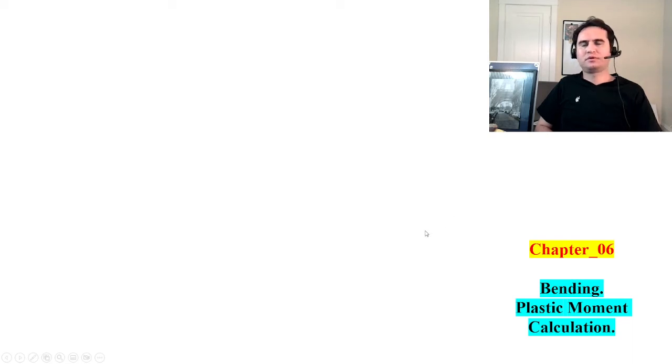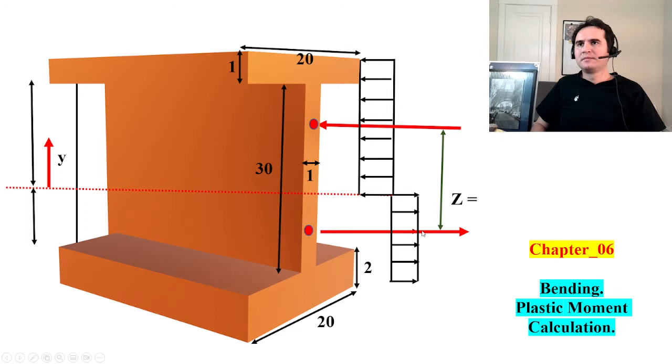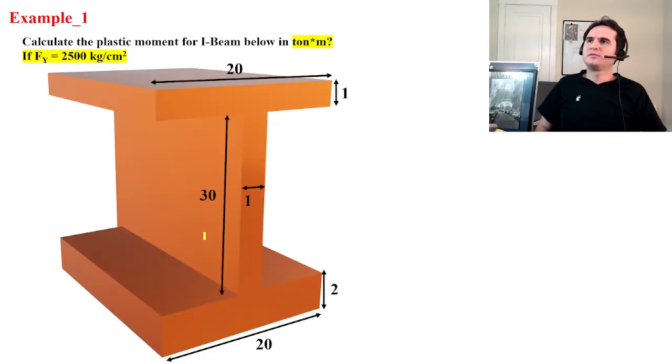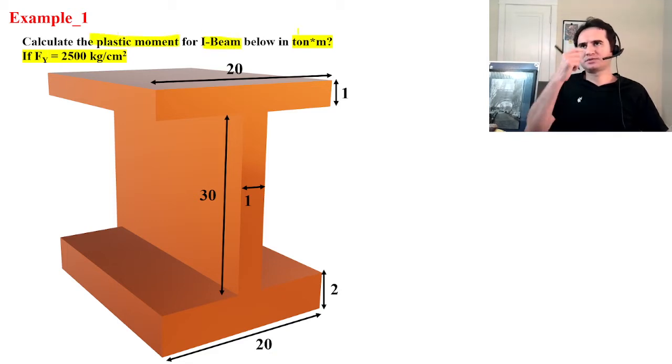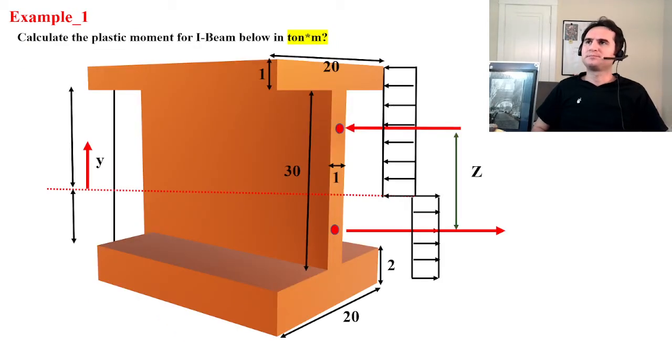Let's work toward another example in Chapter 6, Bending Plastic Moment Calculation. In this example, we want to calculate the plastic moment for the I-beam section as provided below, in terms of ton times meter. Let's see how to solve this problem.